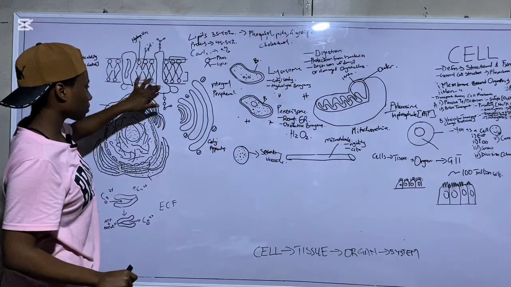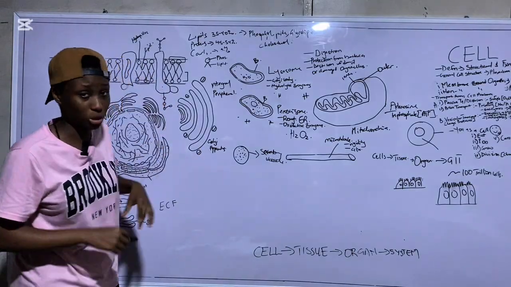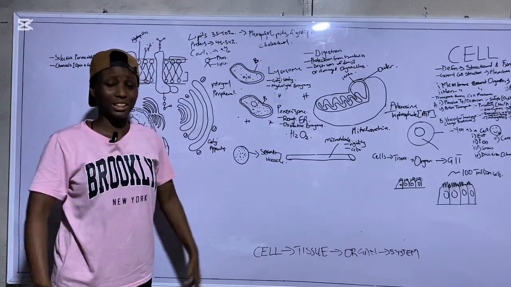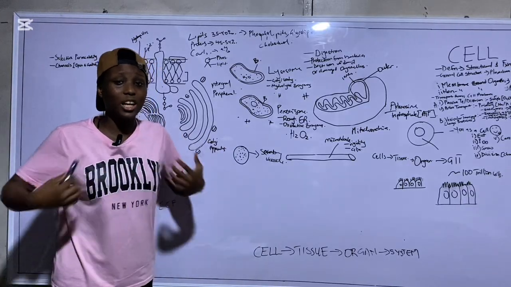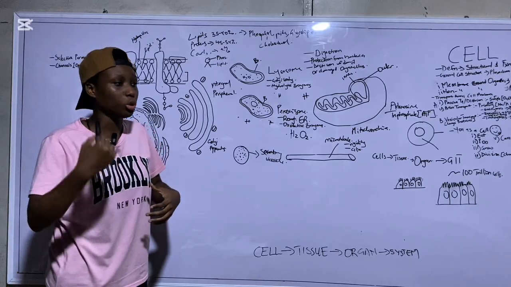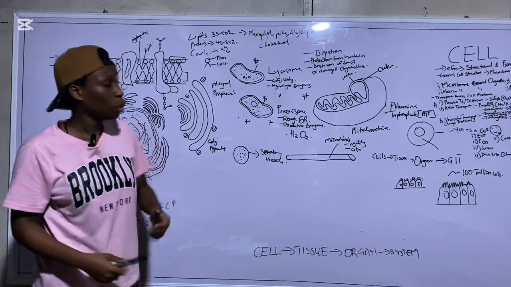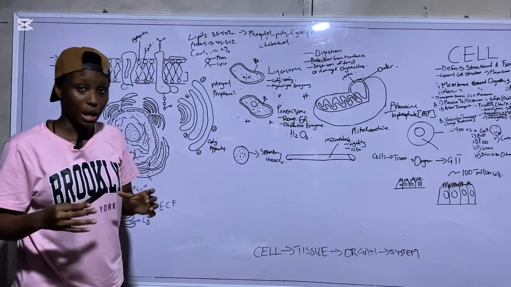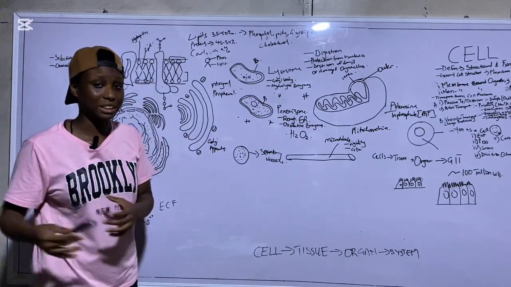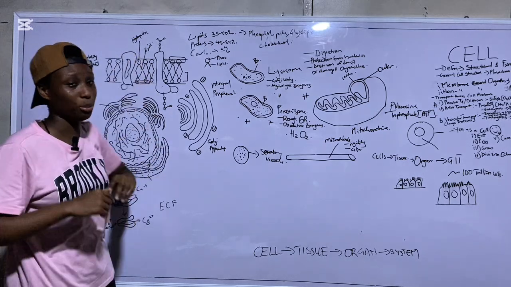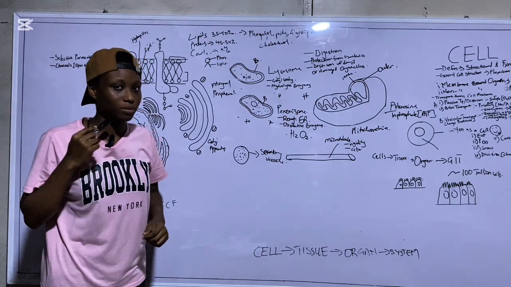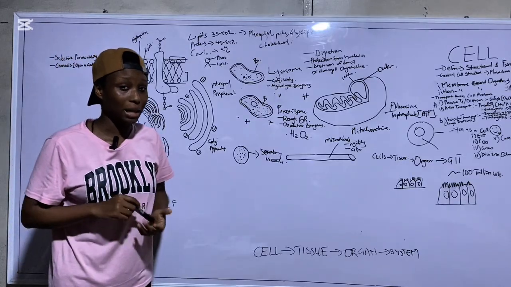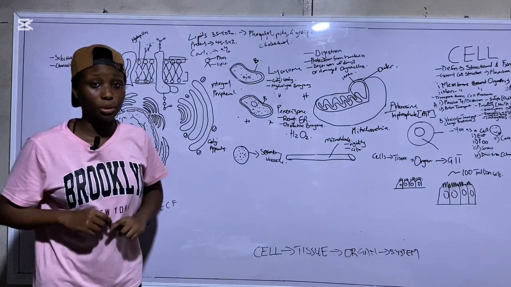That's the structure. Now the function. The major function of integral proteins is that they serve as channels for ions. Sometimes ions enter the cell, sometimes ions leave the cell. These integral proteins serve as channels for those ions and for all those other substances that cannot pass through our phospholipid bilayer. Charged ions especially do not pass through the phospholipid bilayer. They need integral proteins to be able to pass.